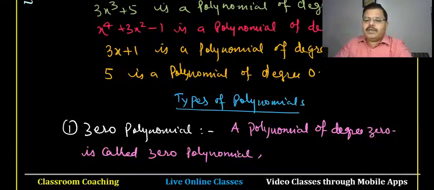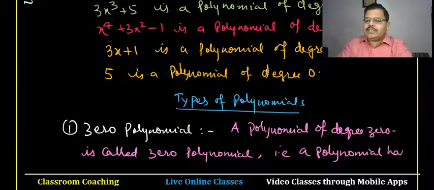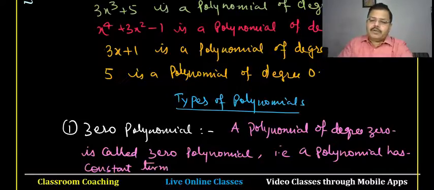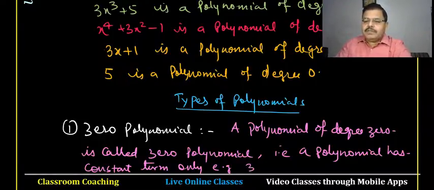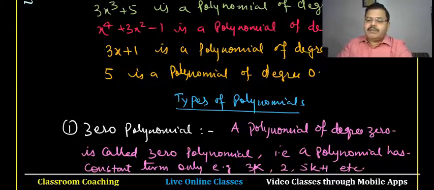It is a polynomial having only a constant term. For example, you can say 3k, 2, 5k plus 1, etc. All are zero polynomials because the variable is absent. Here k is a constant, where k is any constant. k is not a variable. So that is a zero polynomial.